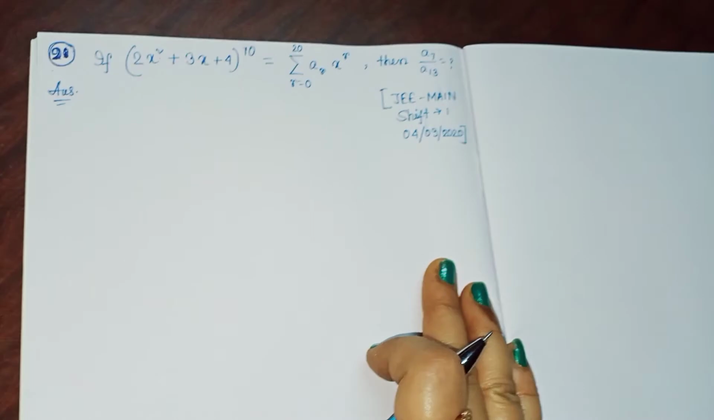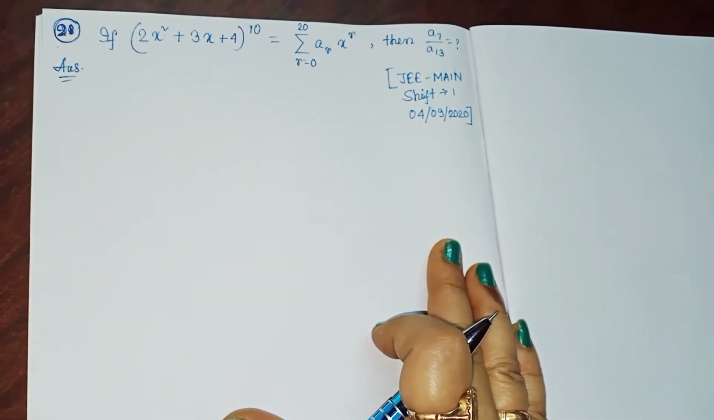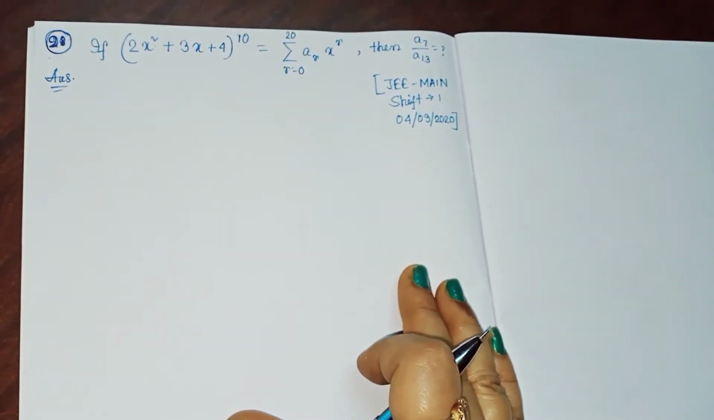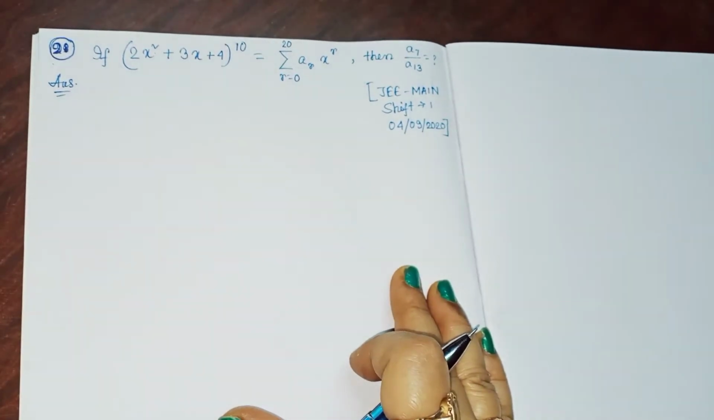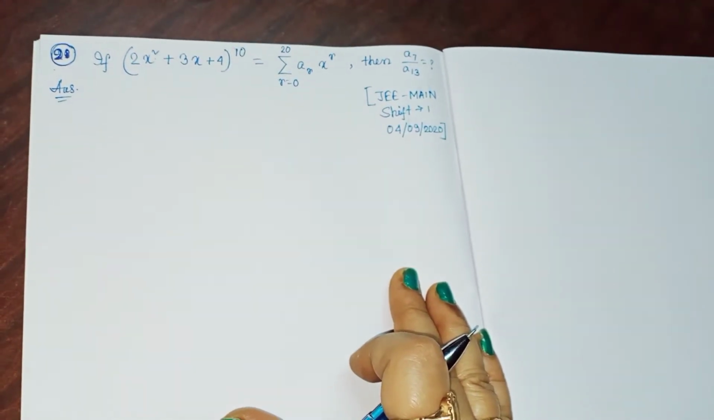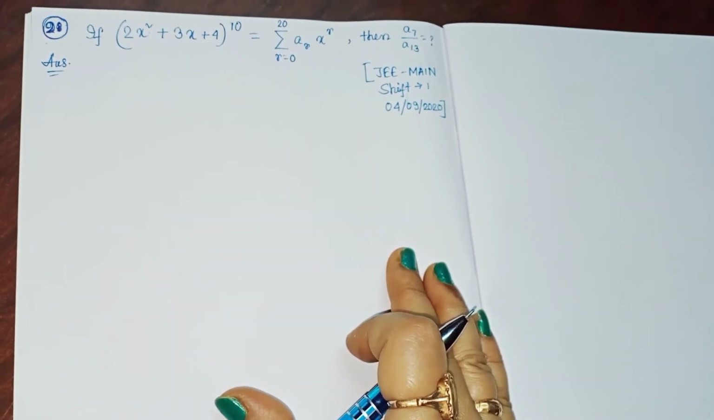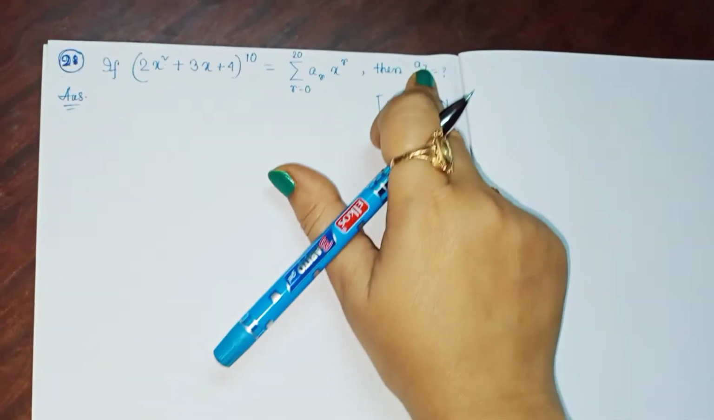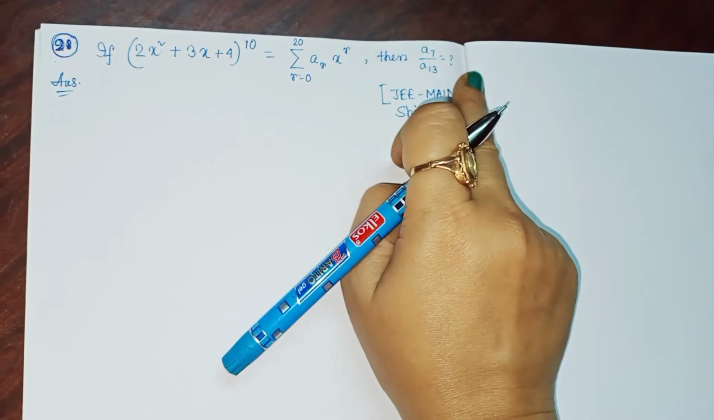Today we solve JEE Main Shift 1, 4th of September 2020, question number 9. If (2x² + 3x + 4)^10 is equal to the summation r = 0 to 20 of a_r x^r, then a_7 divided by a_13 is equal to what?